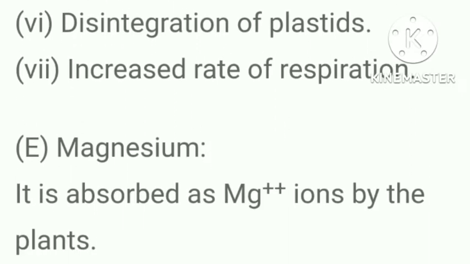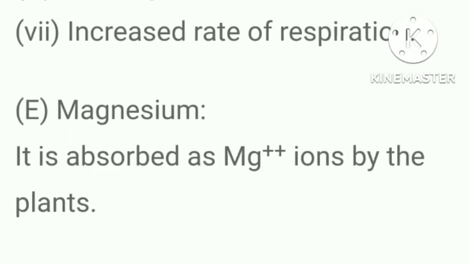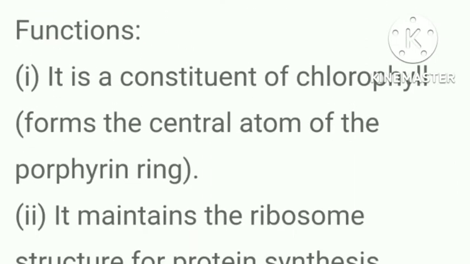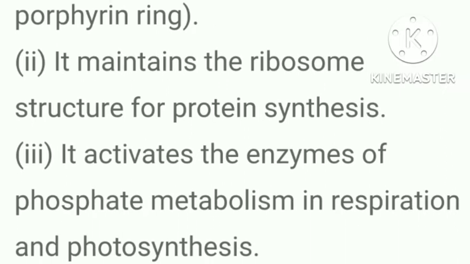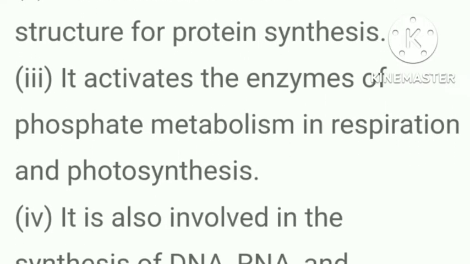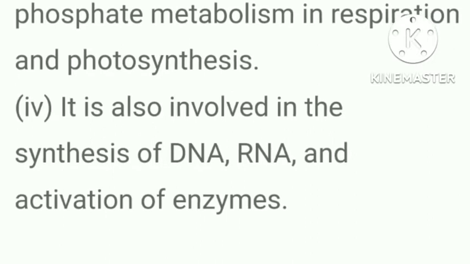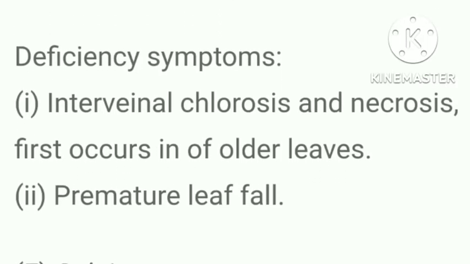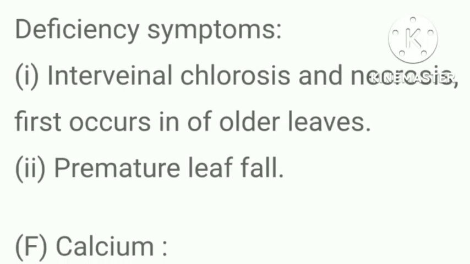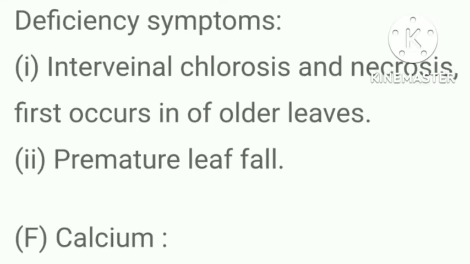Next, magnesium. It is absorbed as Mg++ ions by the plants. Functions: it is a constituent of chlorophyll and forms the central atom of the porphyrin ring. It maintains the ribosome structure for protein synthesis. It activates the enzymes of phosphate metabolism in respiration and photosynthesis. It is also involved in the synthesis of DNA, RNA and activation of enzymes. Deficiency symptoms: intervenal chlorosis and necrosis first occur in older leaves, premature leaf fall.